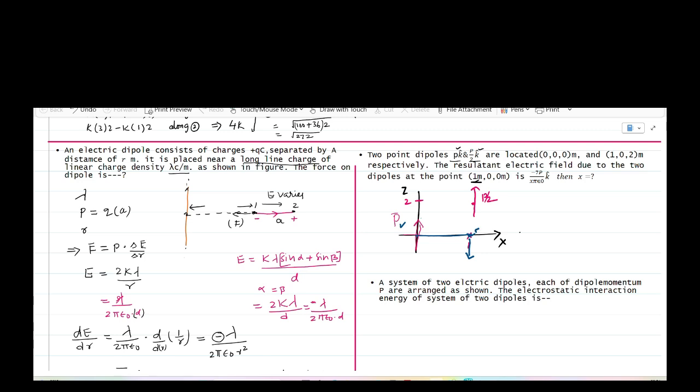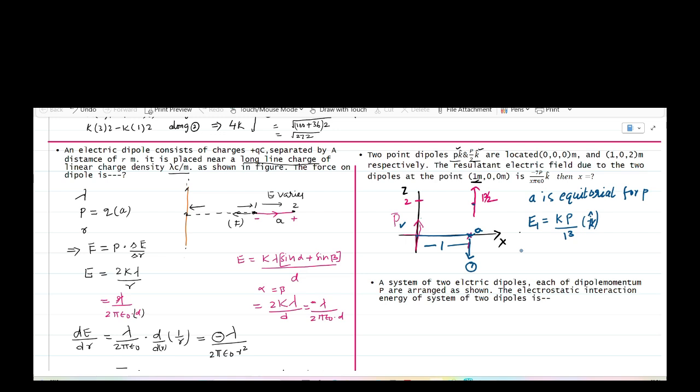Let this be point A. So A is an equatorial point for P. Therefore, let this be E1, the field due to dipole 1, which is equal to K into P by 1 cube, in the minus k cap direction. Minus k cap, not j cap here, it is k.